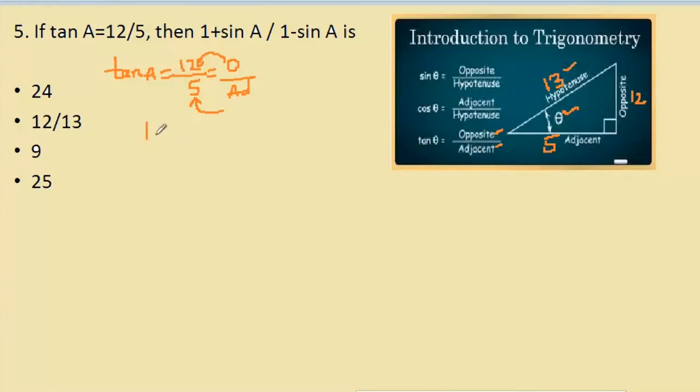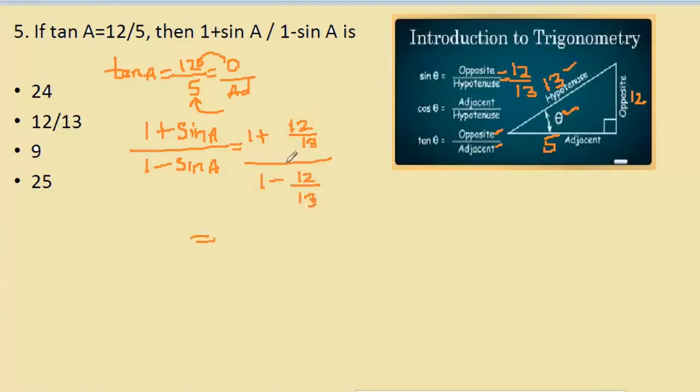So what they asked is 1 plus sin A divided by 1 minus sin A. Sin A ratio is opposite by hypotenuse. Opposite here is 12 and hypotenuse is 13. So sin A value is 12 by 13. So let us replace the value here. 1 plus 12 by 13 divided by 1 minus 12 by 13.